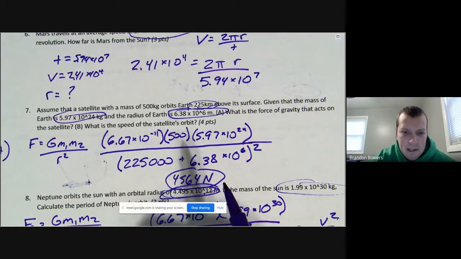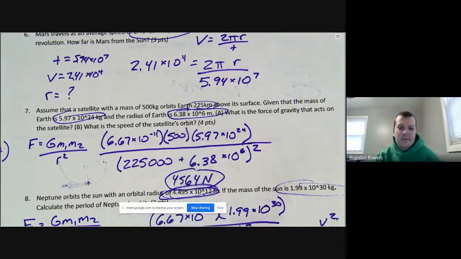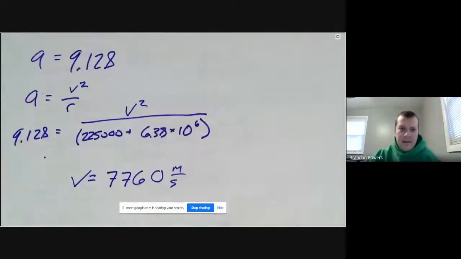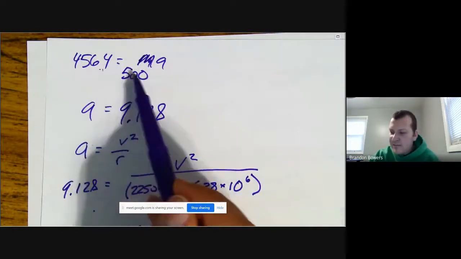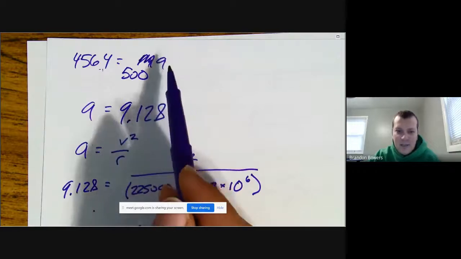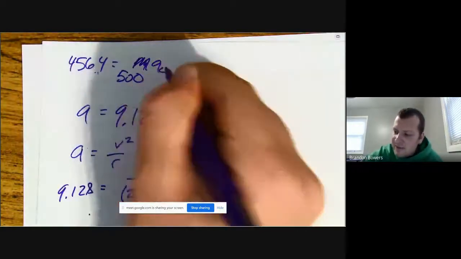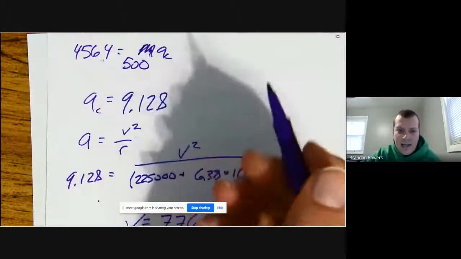Part B says, what is the speed? This is a little more complex. What you have to do is, I solved this on a separate piece of paper, I plugged my number in. If you used 5,000 there because that was the previous answer, that is completely fine. But so force is equal to mass times acceleration. So that's how you solve for centripetal acceleration. Okay, I got this number.